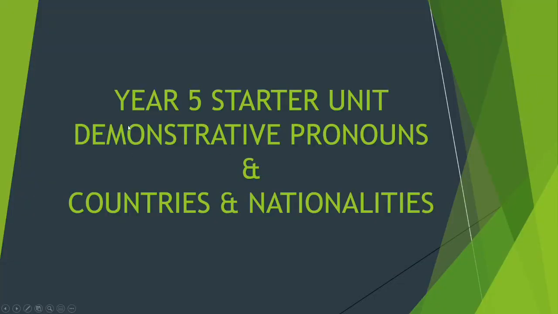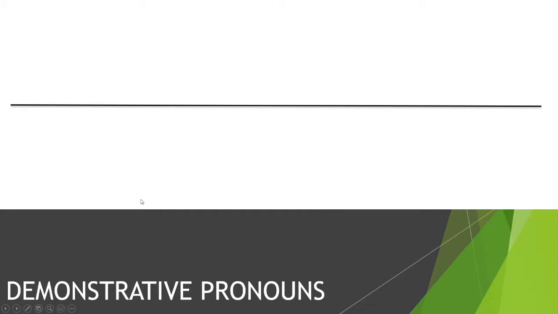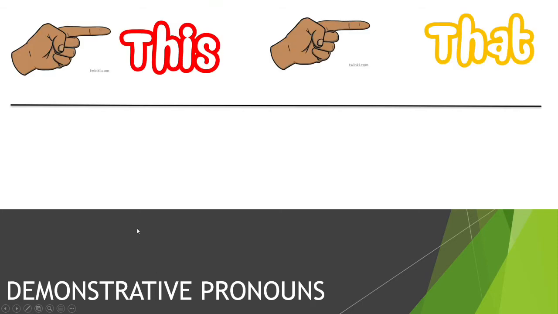This week we are going to look at Year 5 Starter Unit, Demonstrative Pronouns and Countries and Nationalities. The first one here we have demonstrative pronouns, which come from the word demonstrate. The word demonstrate means to show. Right? They are all together four words related to demonstrative pronouns. So the first two are this and that.